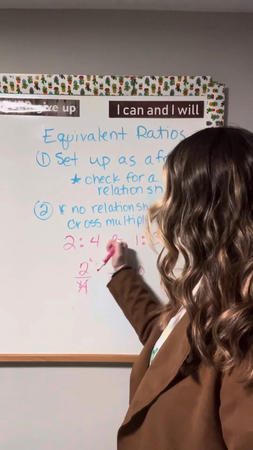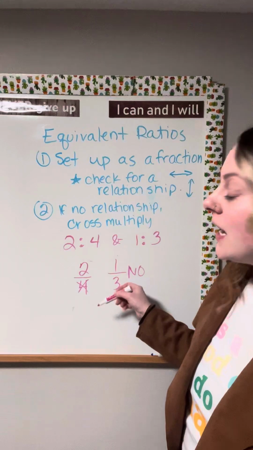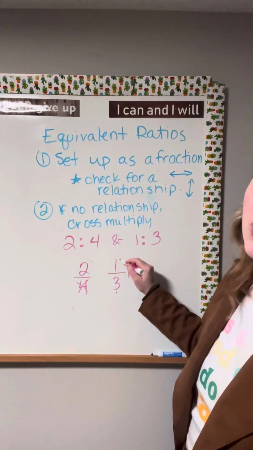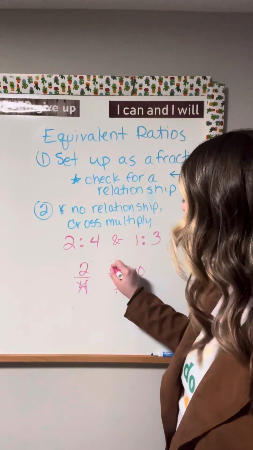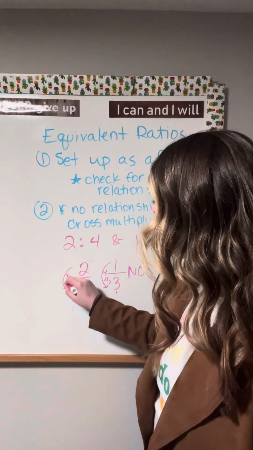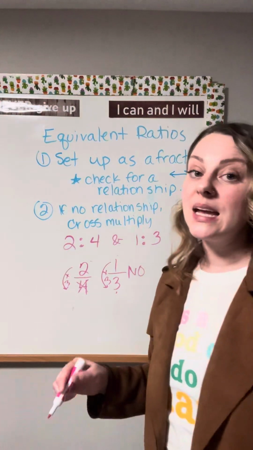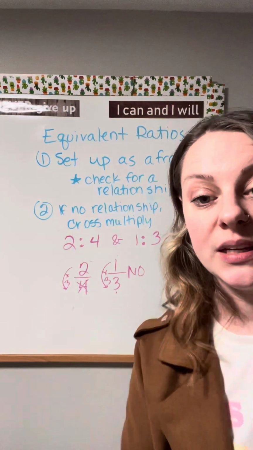I do want to point this out. If you look right here, I also have a relationship between my top and my bottom. I can get from 2 to 4 and I can go from 1 to 3. So in that case, can I go from 1 to 3? Yes. Times 3. 2 times 3 is 6, not 4. So once again, these would not be equivalent.